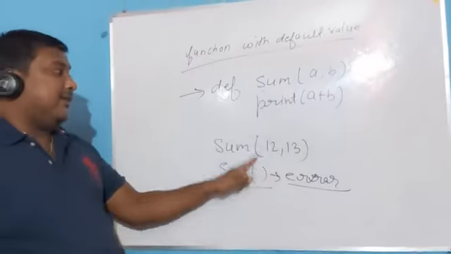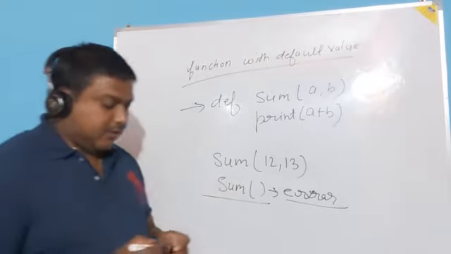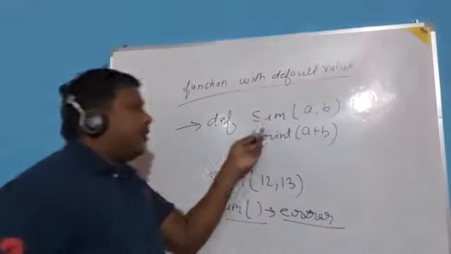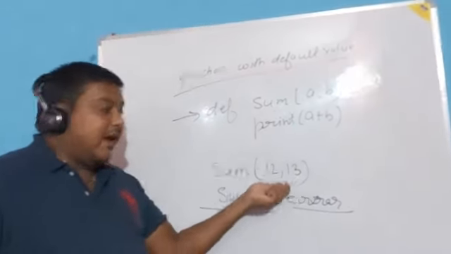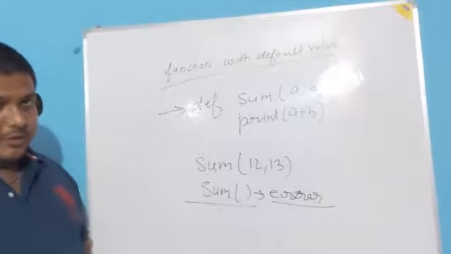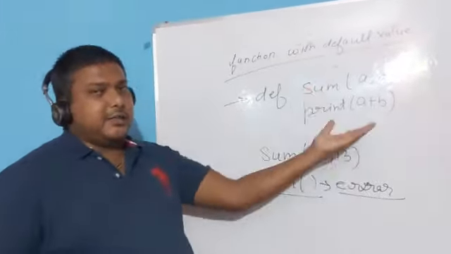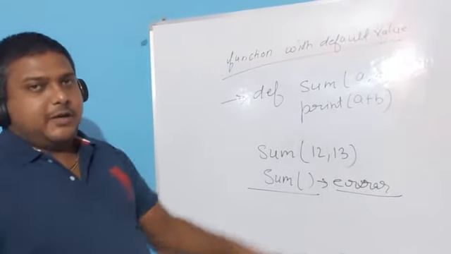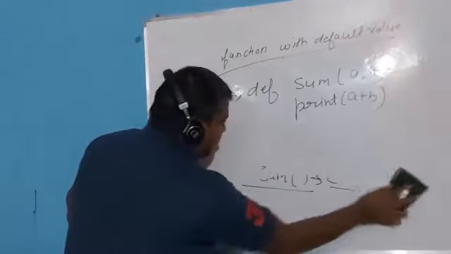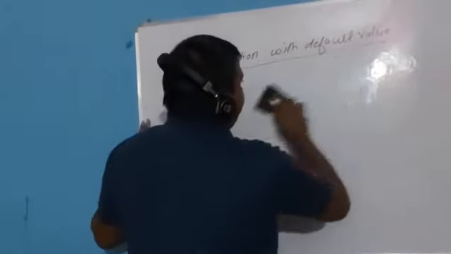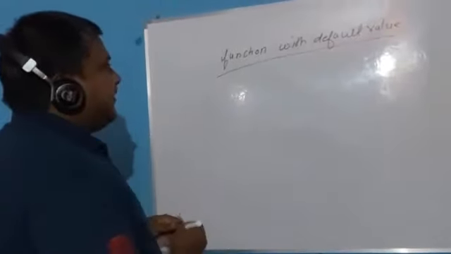Why? Because if the function is parameterized, the parameter has to be passed. So now look here how we will resolve this problem. The function may run with the parameter also and it may run without the parameter also. So if we want to make such functions that may execute with the parameter and also without the parameter, we have to use a function with the default value. Now we will see how we will define a function with the default value.